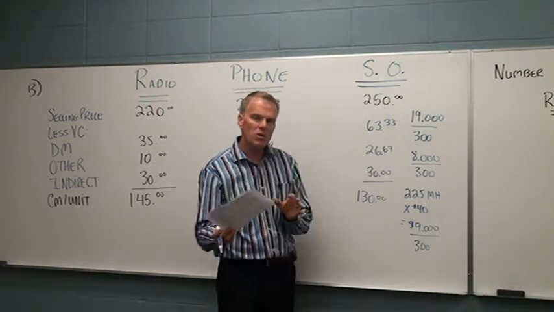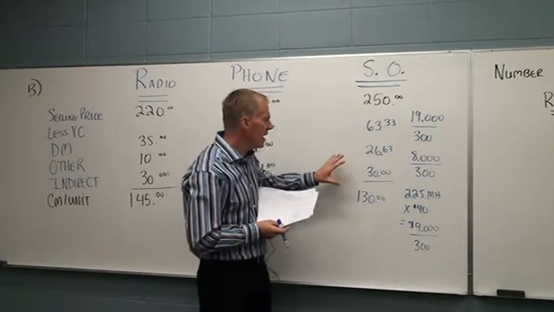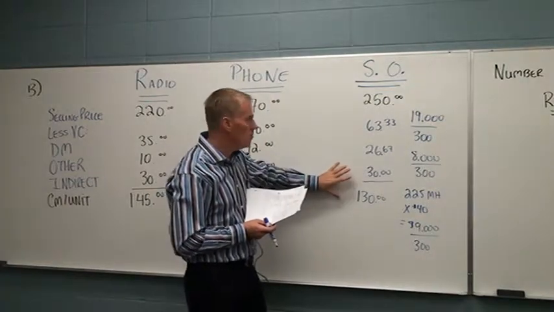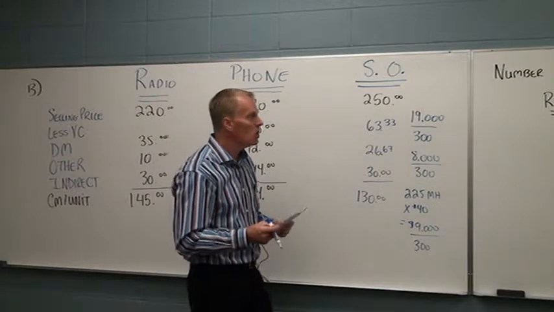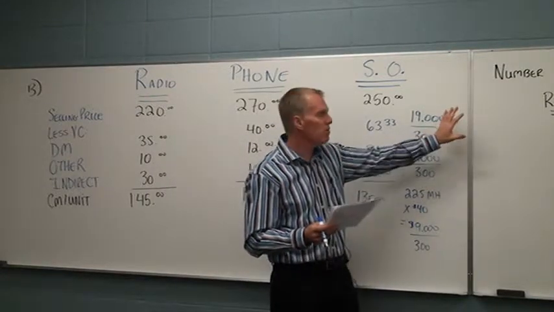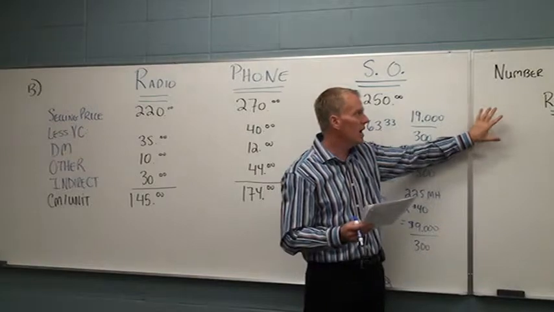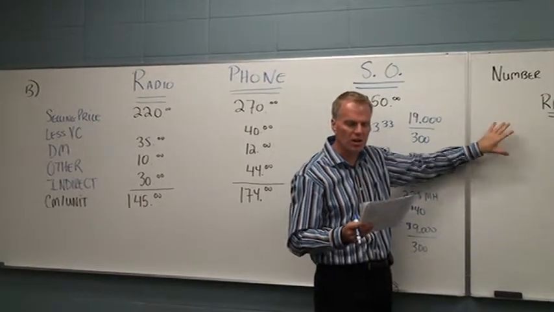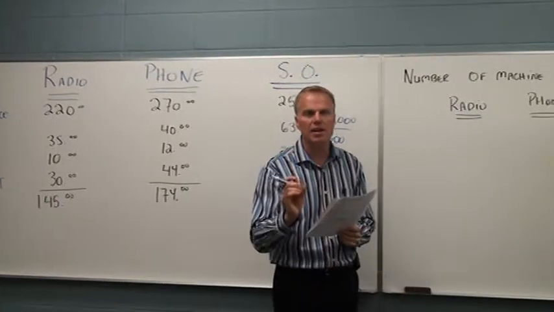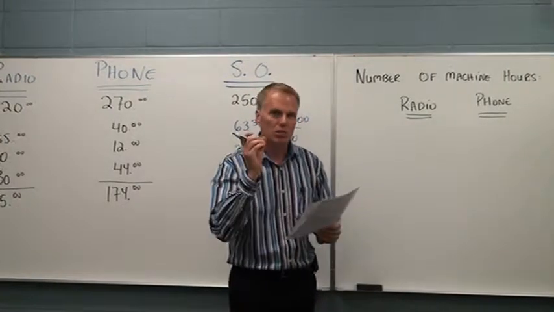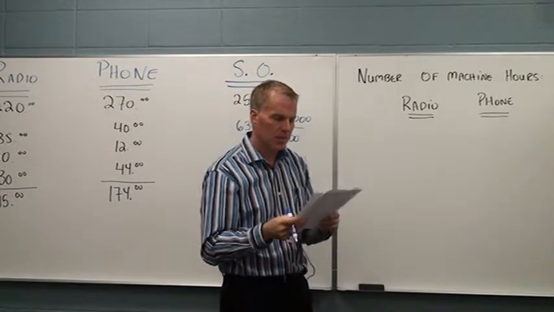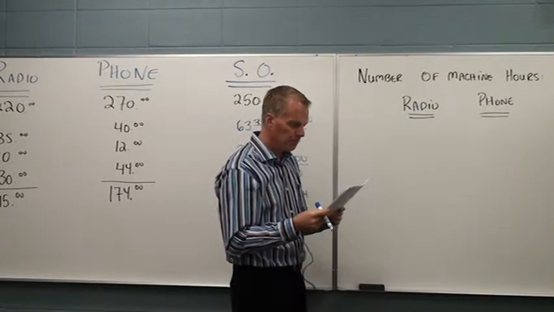What we have to focus on is the fact that it takes less time to maybe make some of these units versus the other units. So what we need to do is focus on the number of machine hours and calculate that and come up with our contribution margin per machine hour. So let's work on that right now.